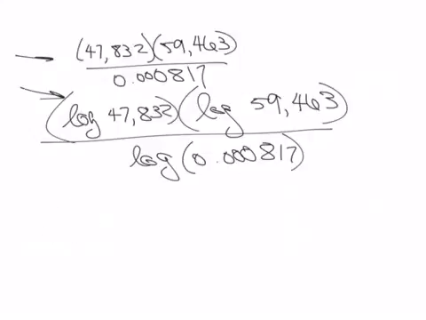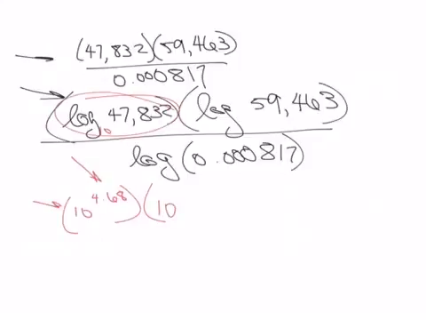So here we go. Type in log of 47,832 and you're going to get 10 to the 4.68. So when you take log of 47,832, you're going to get this number, but because the base is 10, we're going to go ahead and write that. So we got that. Log of 59,463, we get 10 to the 4.77.